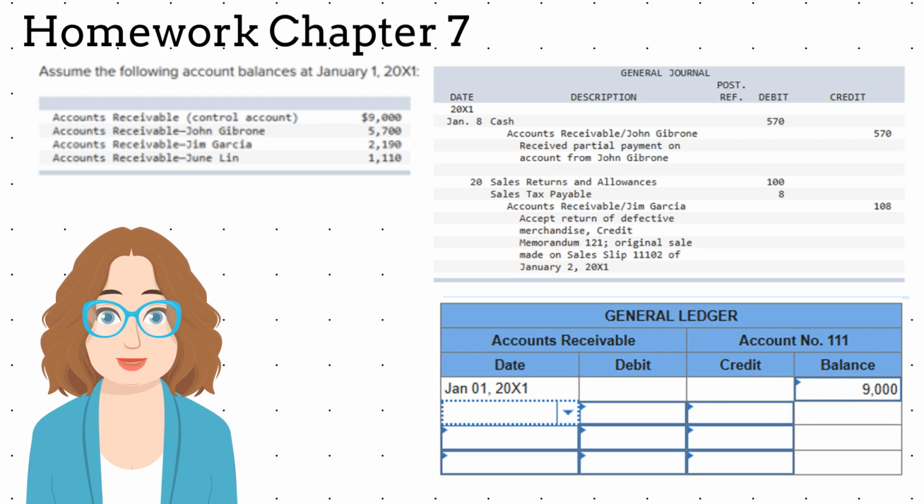Next, we'll look at the two transactions. One is for $570 and the other for $108. Both of these transactions reduce the accounts receivable account.